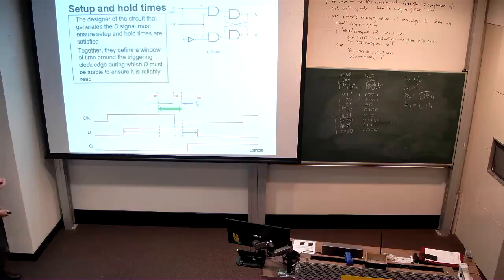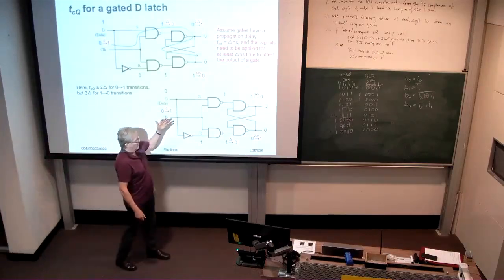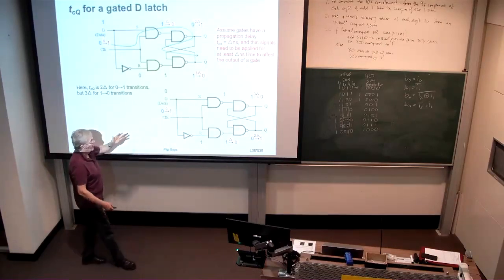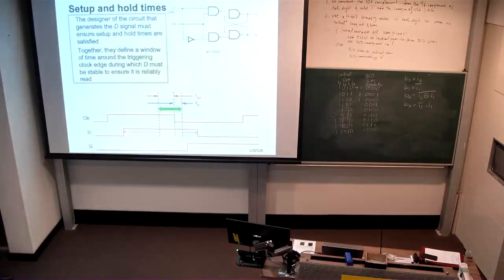So the punchline really is that the clock to Q propagation delay is smaller here for 0 to 1 transitions than it is for 1 to 0 transitions. All right, let's have a look at this setup and hold time.